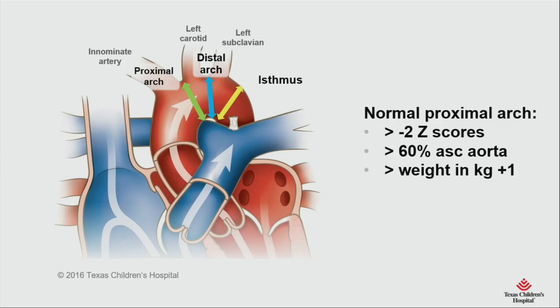Z-scores less than -2 may be reasonable. The problem is that there are no good Z-scores for proximal arch. Some people say 60% of the ascending aorta. Another measurement is the weight in kilograms for newborns or infants plus 1. So if you have a 3-kilo kid, you should have a 4-millimeter arch. Any of those, they're all imperfect, but those are just considerations that you should keep in the back of your minds.